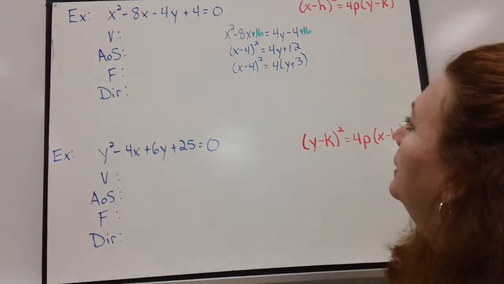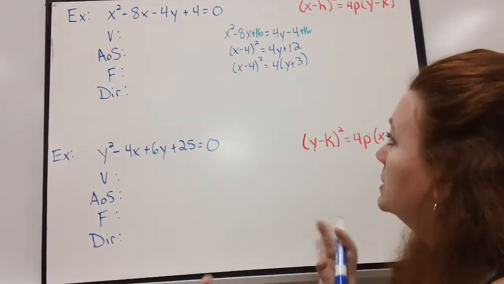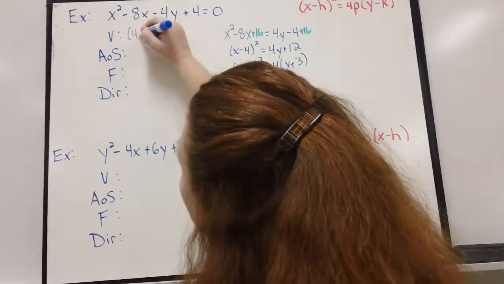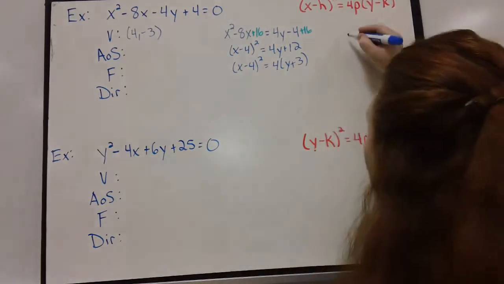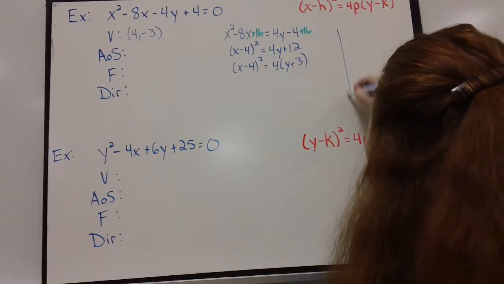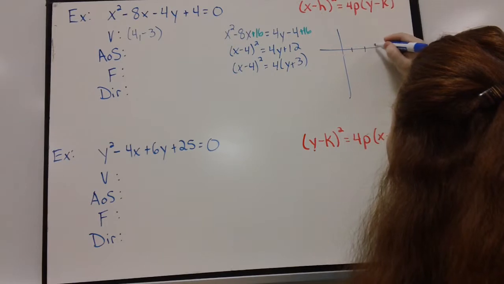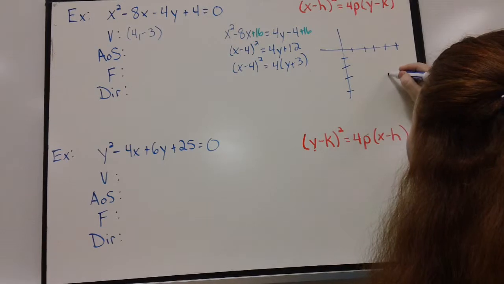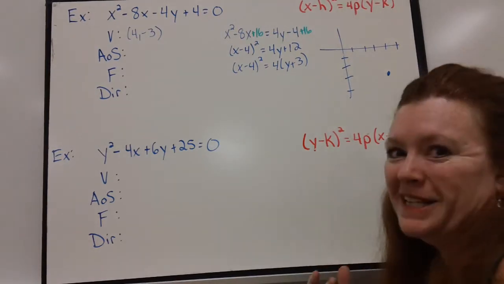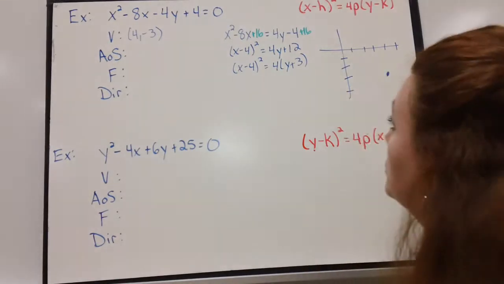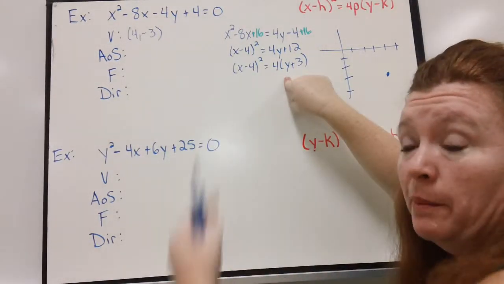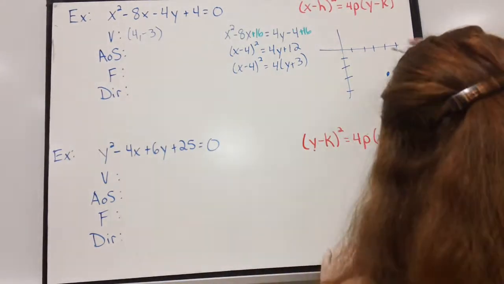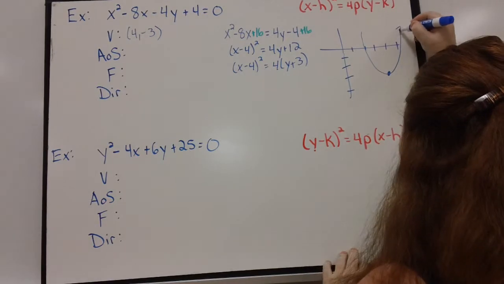Okay. I now have it in standard form, so let's go. My vertex is at (4, -3). (4, -3). Let's draw a quick graph. Let's see, (4, -3) would be over here. 4, 5. 1, 2, 3, 4, right there. Which way does it open? Look at your non-squared term. That would be the y, so it must open either up or down. This number is positive, so it must open up.